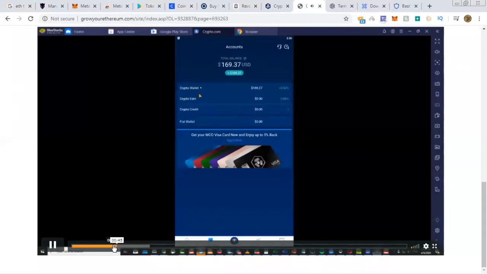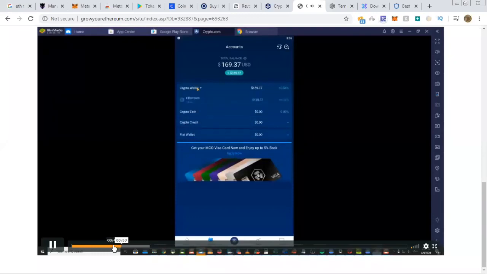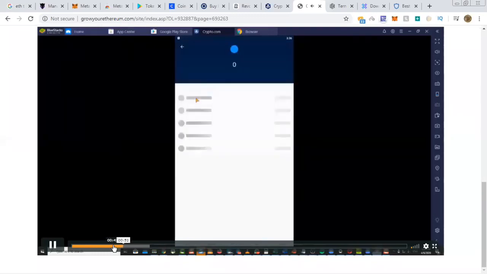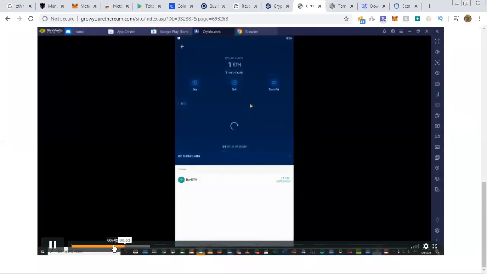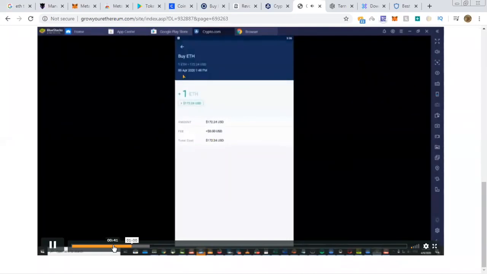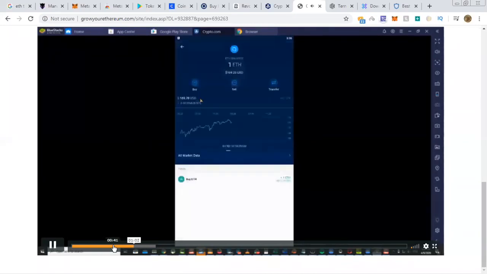Step by step how to do it. Once you're inside, you're going to see under accounts your crypto wallet. So you're going to find Ethereum in your crypto wallet, and then it's going to be super easy for you to go and buy Ethereum. So you click on, this is what I bought a little bit earlier. You click on this button, buy, okay?